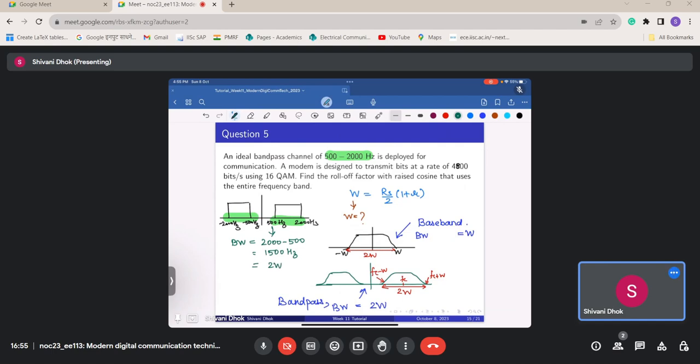And note that this particular value is equal to 2W and not W. So when we are given a band pass channel, we have to take the bandwidth as 2W, and when we have been given a baseband channel, we have to take the bandwidth as W. This has to be kept in mind because it is important. And if in general it is not mentioned and it is said that we are deploying it for a communication channel, then in general you should assume that it is a band pass channel, because we generally do carrier based communication, so it will always be a band pass channel. So keep that in mind.